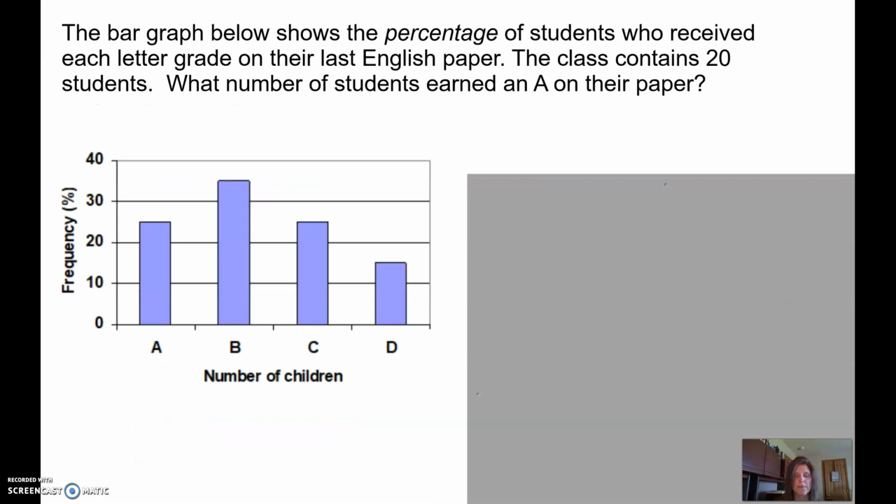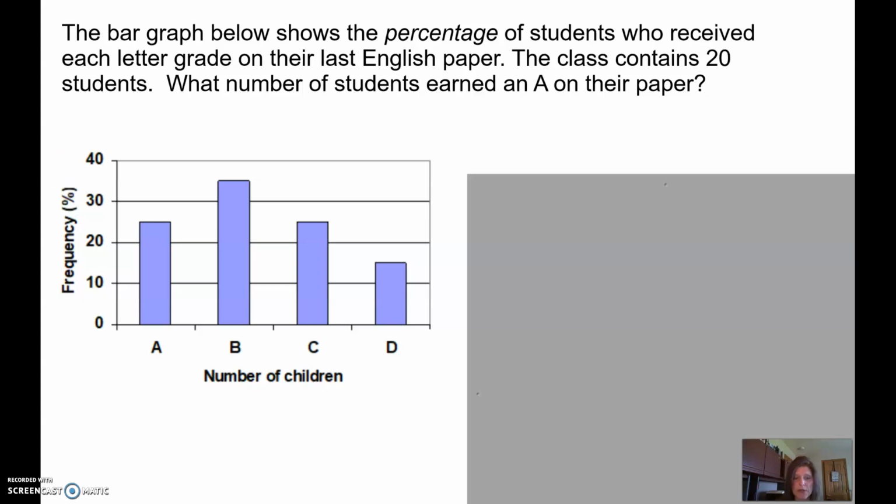Let's try another one. Here we have another bar graph, but this one is different because it says it's the percentage of students who received each letter grade on their last English paper. Okay, so the frequency can be given as an actual number or as a percentage. Always look carefully, make sure you're understanding what's being presented to you. It tells us further that this class had 20 students in it.